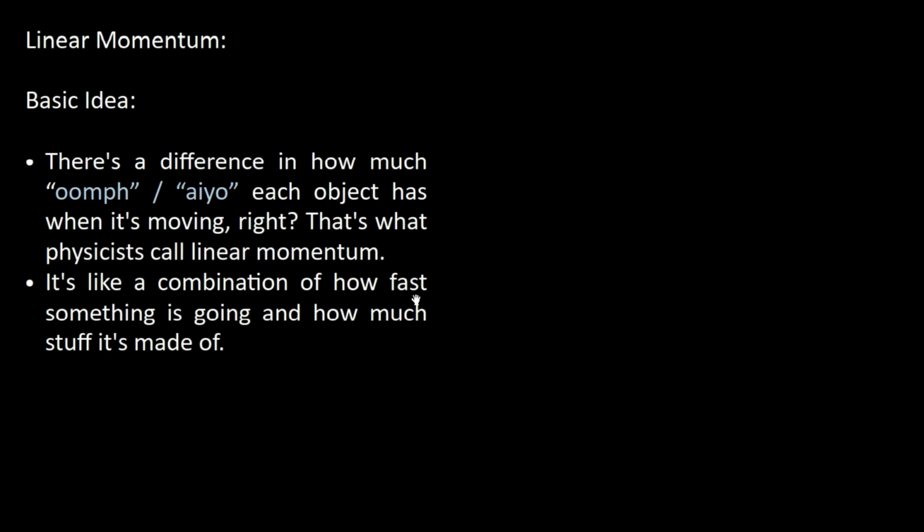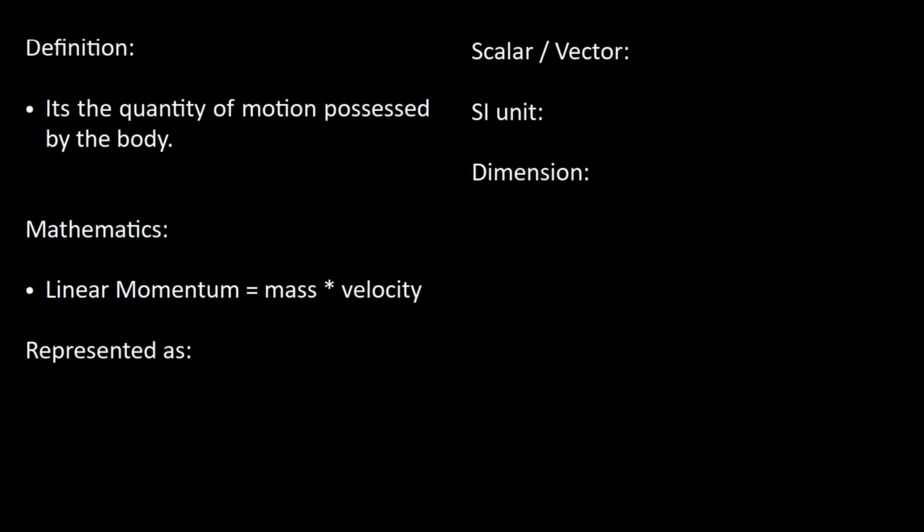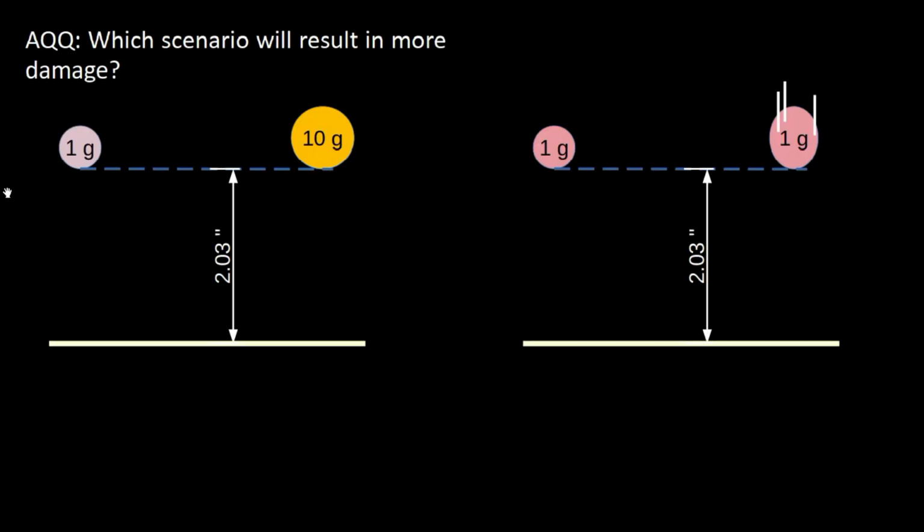It's like the combination of how fast something is going and how much stuff it's made up of. That's your linear momentum. So I hope you guys are able to tell what is the SI unit, what is the dimension, and what is the mathematics. As a definition, it's a quantity of motion possessed by the object. Mathematically, linear momentum is mass into velocity. So in this case, which will have more linear momentum by the time they reach the ground?